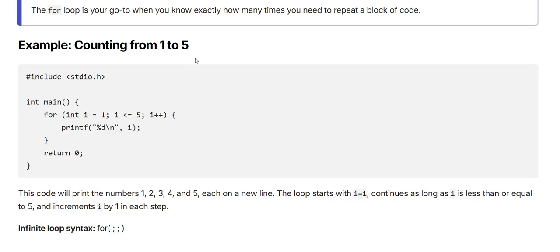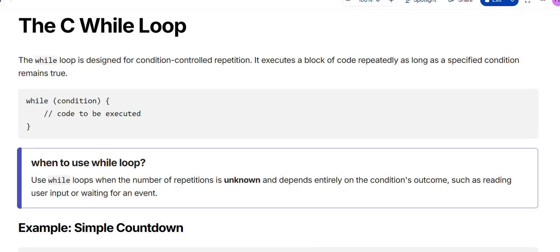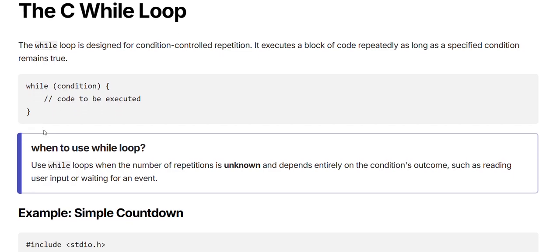Now let us look at while loop. The while loop is designed for condition control repetition. Here this is the syntax for while loop. The condition is evaluated at the beginning of each iteration. If it's true, the loop body executes. If it's false, the loop terminates. We use while loop when the number of repetitions is unknown and depends entirely on the condition's outcome, such as reading user input or waiting for an event.